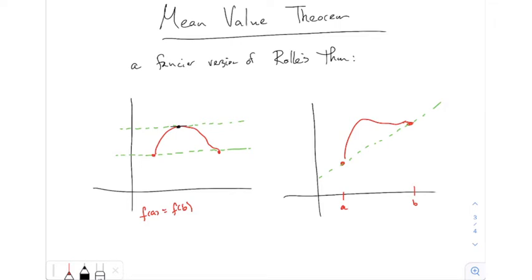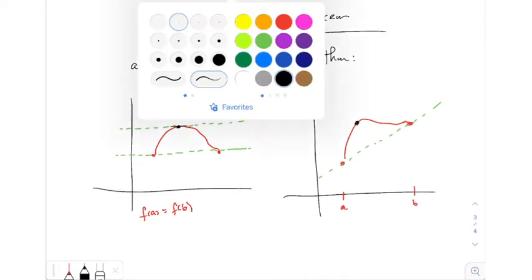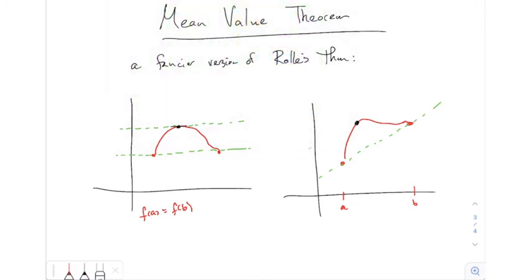And on this picture, I would say it's around here somewhere. Not actually at the top of that hill, but close to the top, but not quite. The mean value theorem says there's a point in the middle where the slope at that specific point is equal to the overall slope connecting the two endpoints. All right, this is the mean value theorem. And I hope you'll agree with me, this is basically the same as Rolle's theorem if you kind of tilt your head sideways a little bit.